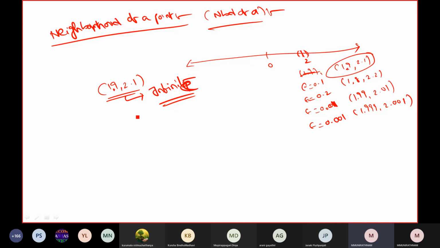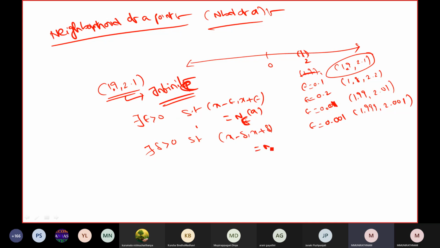So that is the neighborhood. There exists an epsilon greater than 0 such that x minus epsilon to x plus epsilon is called the neighborhood, NBD of x, denoted N epsilon of x. When we take delta, there exists delta greater than 0 such that x minus delta to x plus delta is N delta of x.